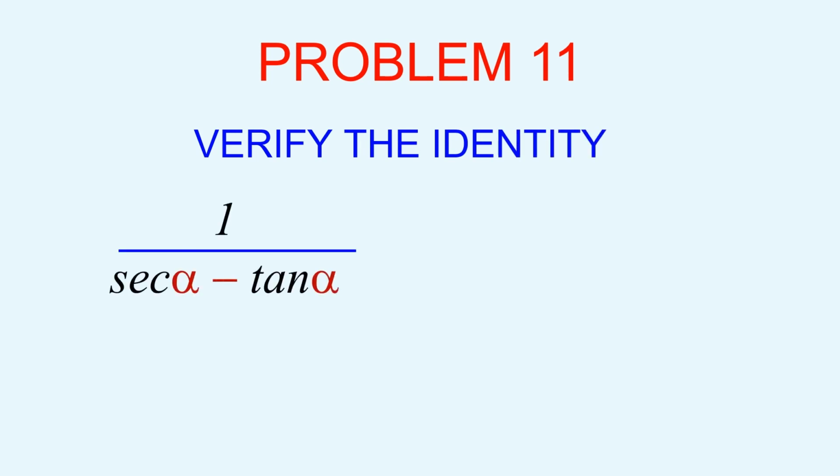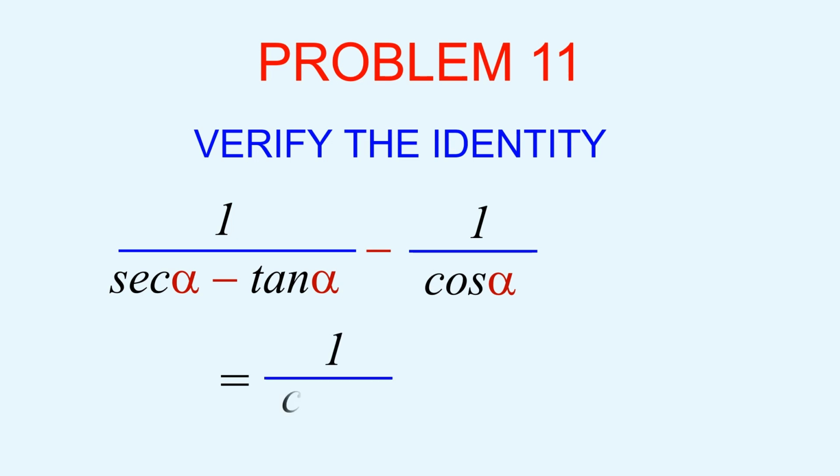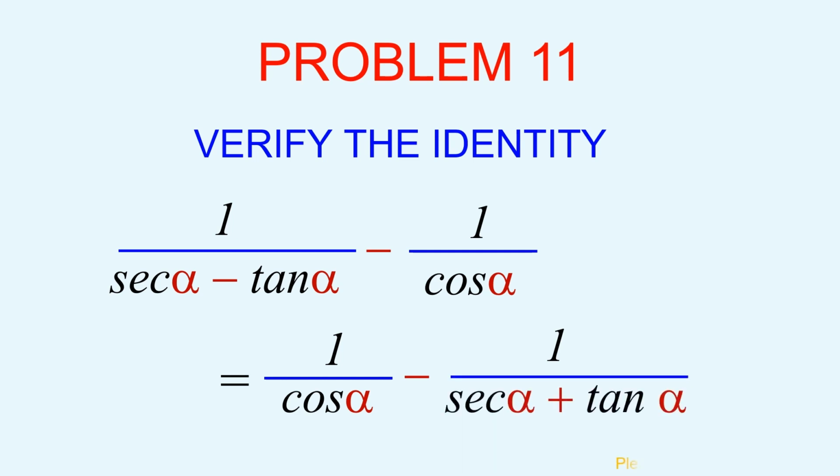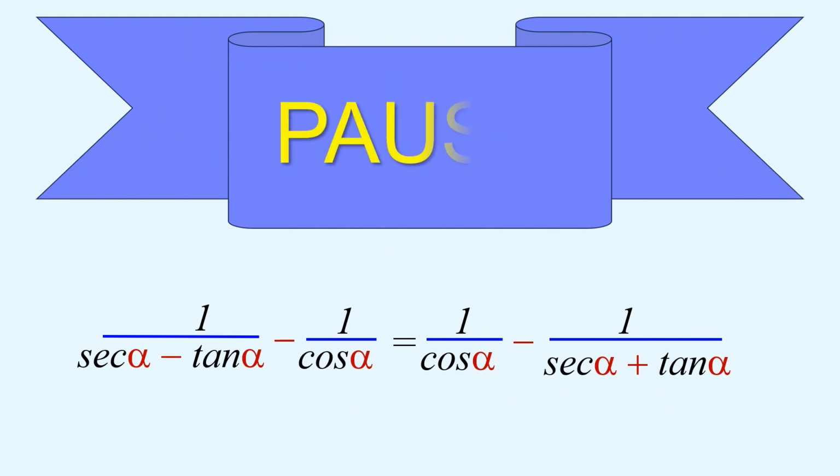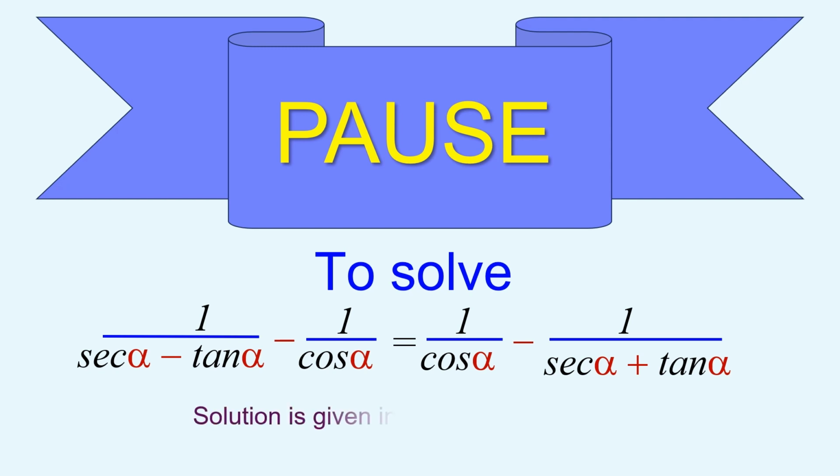Problem number 11. Verify the identity. 1 divided by the secant of alpha minus the tangent of alpha, minus 1 divided by the cosine of alpha equals 1 divided by the cosine of alpha minus 1 divided by the secant of alpha plus the tangent of alpha. Pause now. If you want to solve it by yourself. However, the solution is given in the later part of this video.